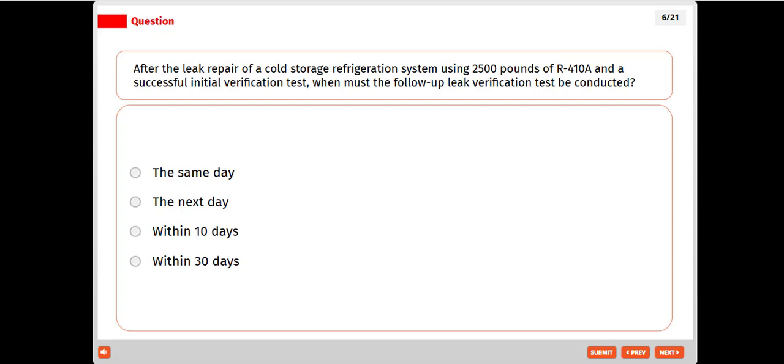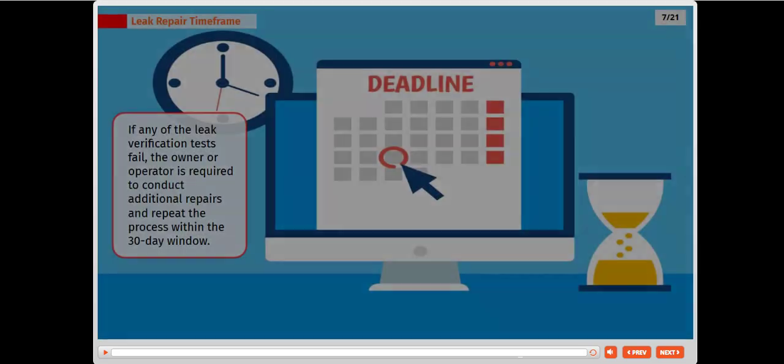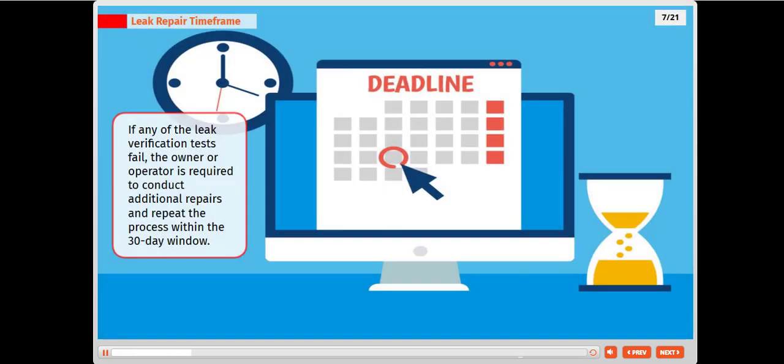After the leak repair of a cold storage refrigeration system using 2,500 pounds of R410A and a successful initial verification test, when must the follow-up leak verification test be conducted? The same day, the next day, within 10 days? Within 10 days.